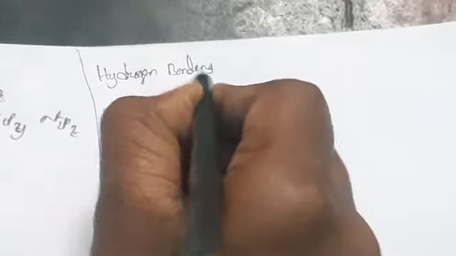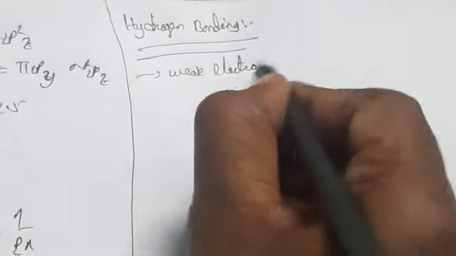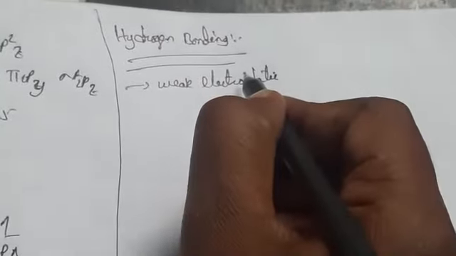Okay, so next let us see about hydrogen bonding. Next topic is hydrogen bonding. So hydrogen bonding is nothing but what here? It is a weak electrostatic bond. So what can we say here? It is a weak electrostatic bond.